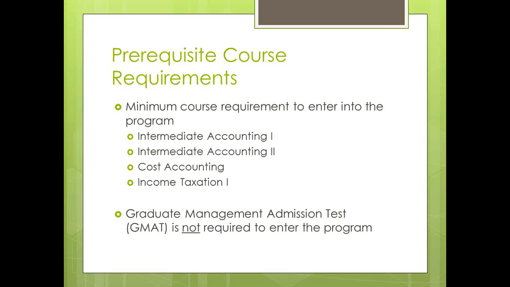Now, because our graduate program is based on everyone having a certain level of knowledge, we do require 4 prerequisite courses to enter into the program. These are what we refer to as mid-level courses as they relate to colleges. Typically, if you're an accounting undergraduate, you have taken these. If not, you will need to take these 4 courses before you can enter into the program. And the courses are Intermediate Accounting 1, Intermediate Accounting 2, Cost Accounting, and Income Taxation 1.